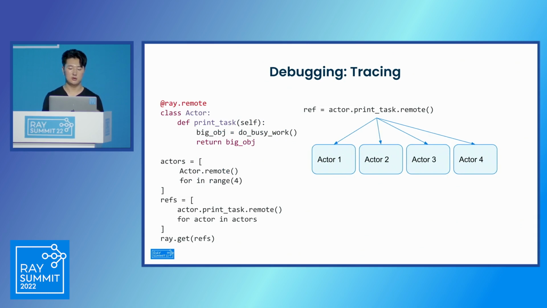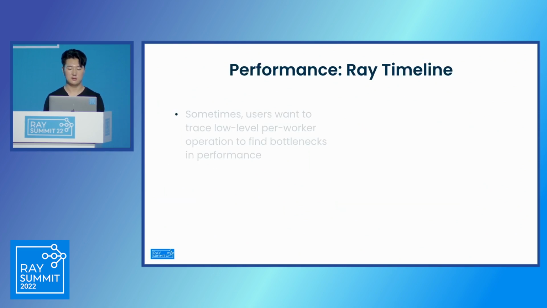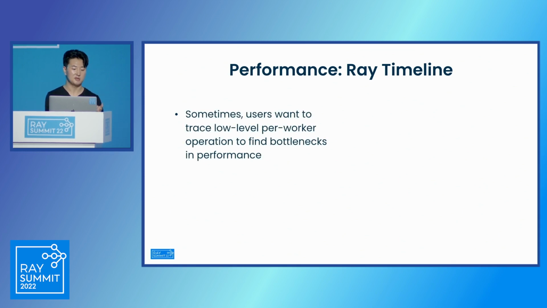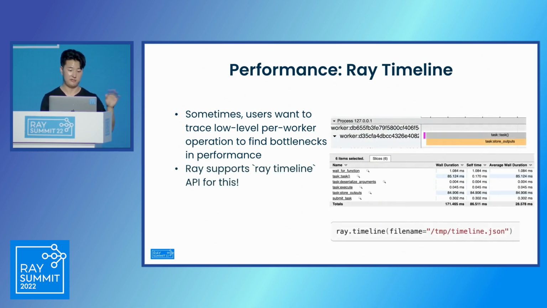And then lastly, your application might be slower than you think. For example, let's imagine the actor is doing some busy work and returning large objects. And then one of your actors is extremely slow, and you want to figure out why this is slow and others are not. Sometimes users want to trace low-level, per-worker, function-level operations to find the bottlenecks in performance. And this is supported by Ray pre-2.0 as well, with the Ray timeline API.